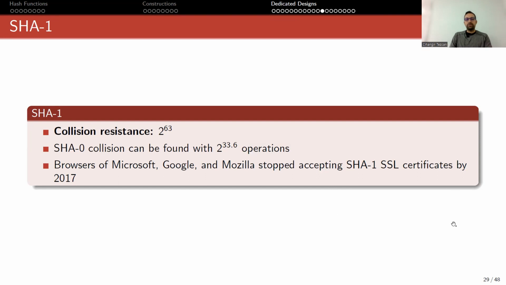Due to this collision attack, the browsers of Microsoft, Google, and Mozilla stopped accepting SHA-1 SSL certificates by 2017. Maybe you remember those dates. In January 2017, we started to visit web pages that we visited frequently, but now our browsers gave us some red warnings saying, are you sure, the connection might not be secure and so on. This was because SHA-1 certificates were removed at that date, okay?